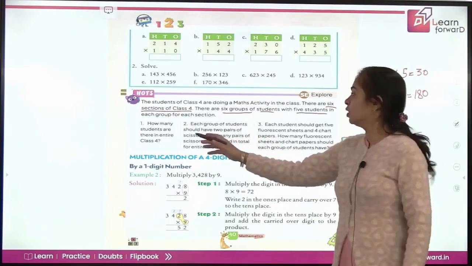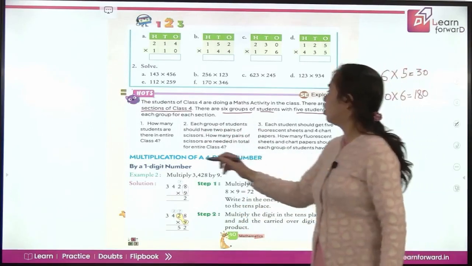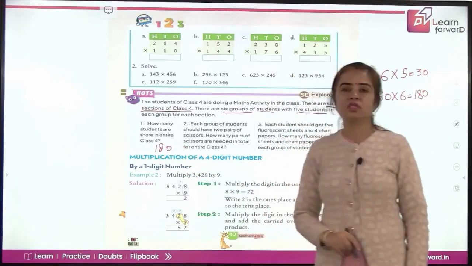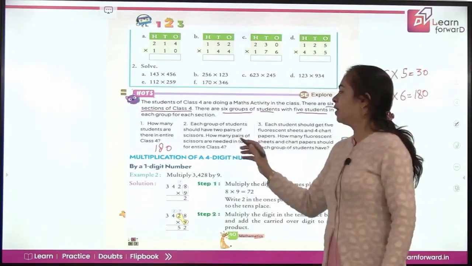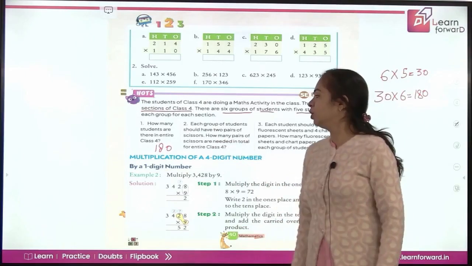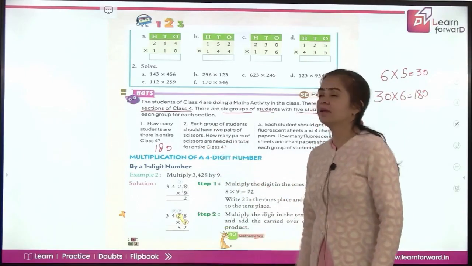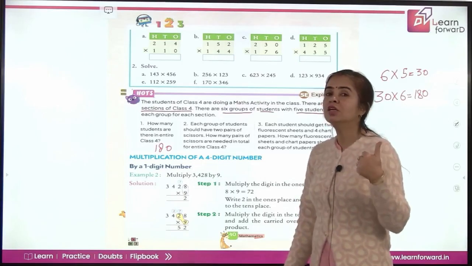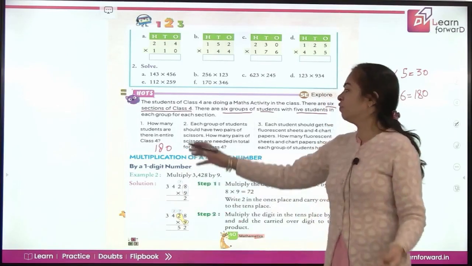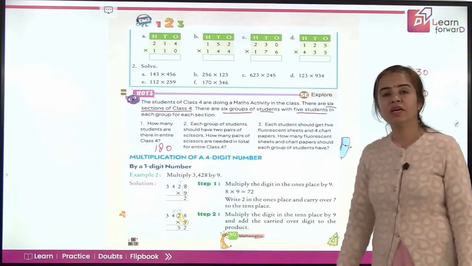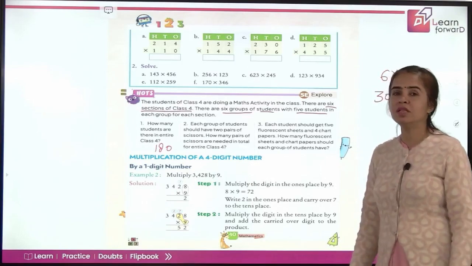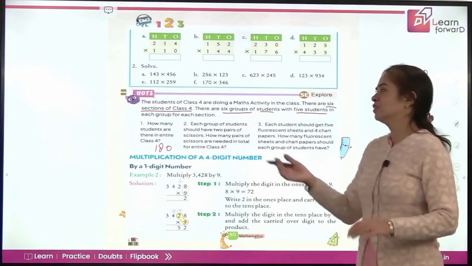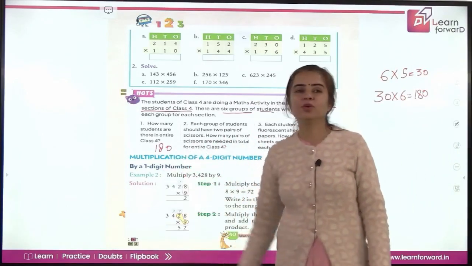Now, in the second question, they are asking each group of students should have 2 pairs of scissors. How many pairs of scissors are needed in total for entire class 4? One student wants how many scissors? 2 scissors. So, for 180 children, for 180 students, how many scissors will be there in all? Again, what will you do? Multiply. So 180 times 2 is how much?